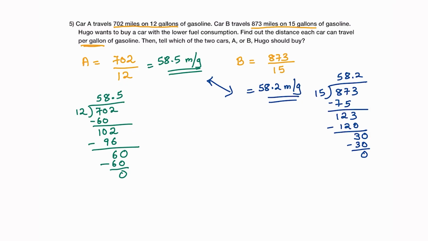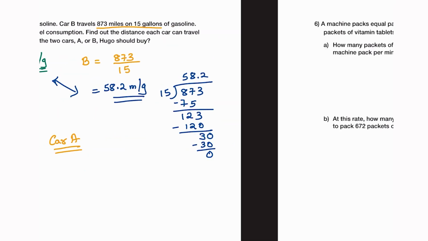So the first part is done. We found the distance each car can travel per gallon of gasoline, right? Now car A is 58.5 and this is 58.2. This one is little extra, right? So we suggest that he buys car A. And it's done. Time for question 6.